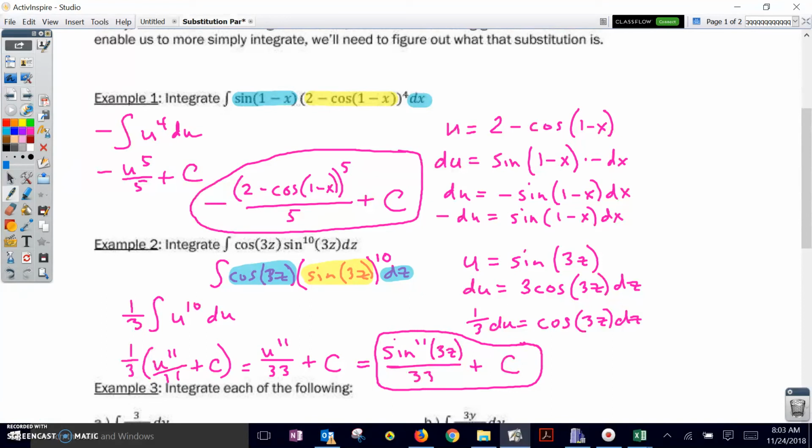And that's where we're going to stop with this video. We'll stop at the end of example 2 because example 3 is going to need its own video to look at.